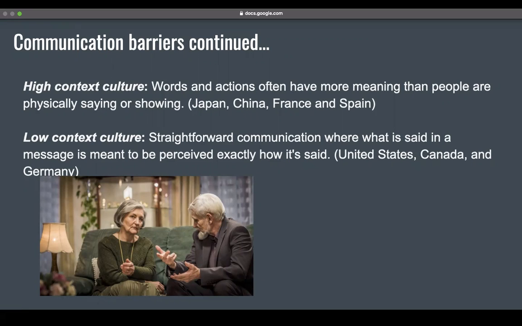Low context culture means straightforward communication, where what is said in a message is meant to be perceived exactly how it's said. This communication style is where speakers don't stop for a second to offer their opinions and ideas. An example of this would be when a boss gives an employee explicit instructions verbally. Places such as the United States, Canada, and Germany use lots of low context culture.